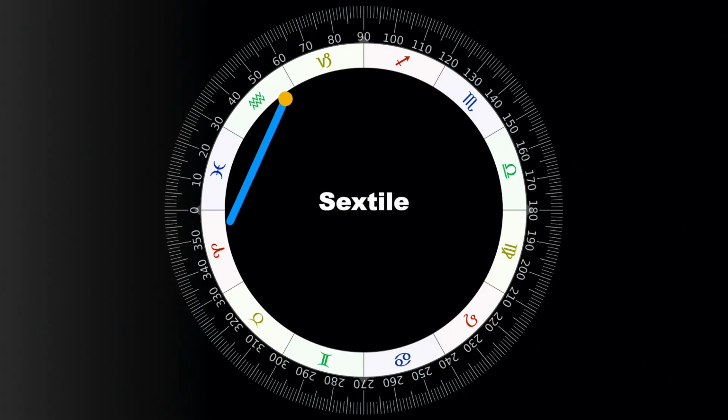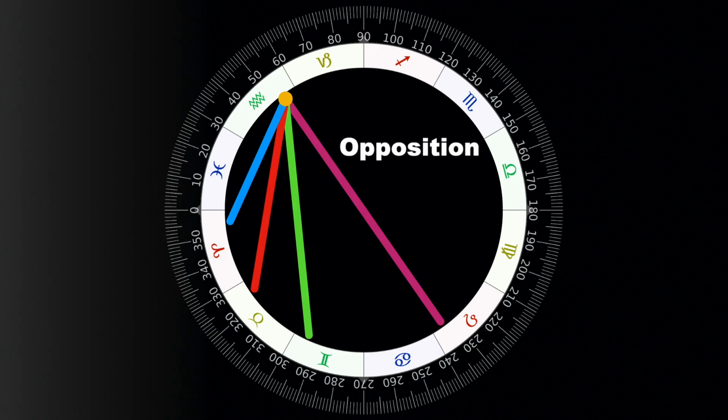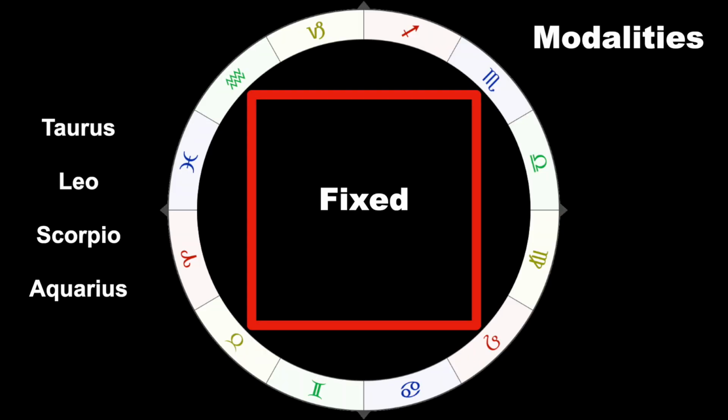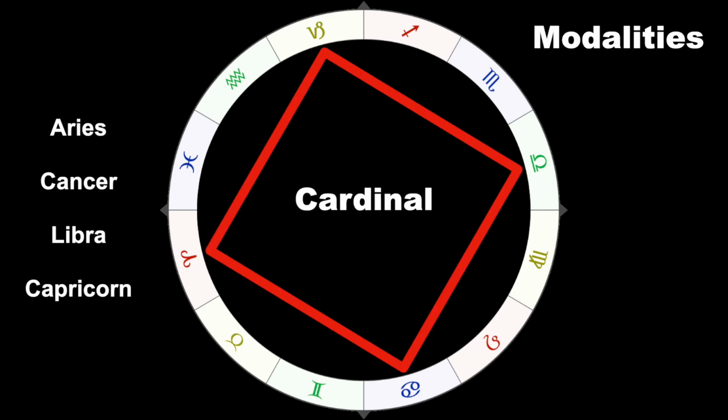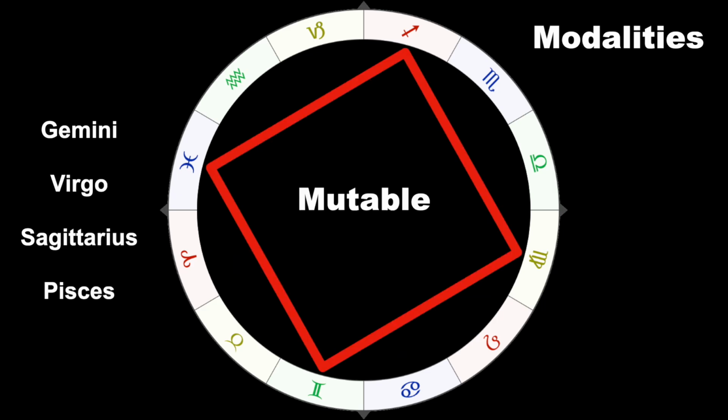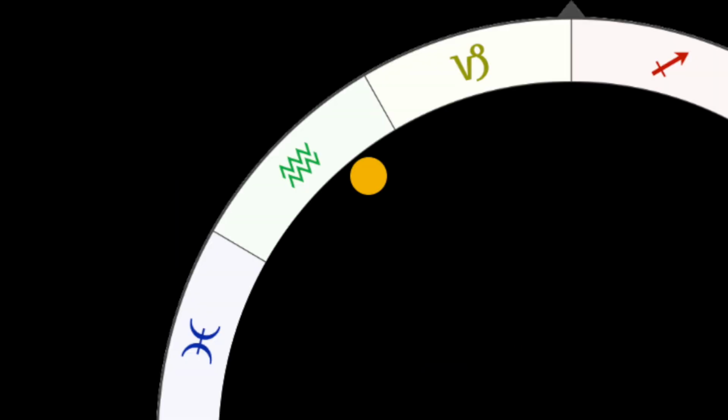The main aspects are the conjunction, the sextile, the square, the trine, and the opposition. They come from the basic relationships between signs in the zodiac. For example, the square comes from the relationship between modalities: fixed, mutable, and cardinal signs. They all square each other. The conjunction is obviously the same sign.